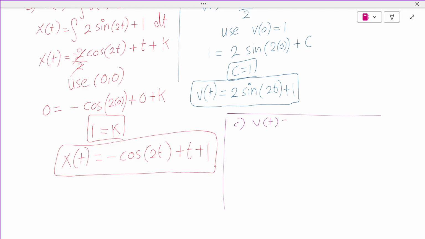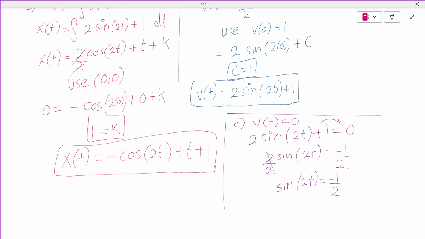Setting v of t equals 0, you get 1 point, okay? So you must set the velocity, which is 2 sine of 2t plus 1, equals 0. You get 1 point for this, okay? Now, move the 1 to the other side, so you have 2 sine of 2t equals minus 1. Divide by 2, divide by 2. So sine of 2t equals negative half. And then solve this. You can get for t 7 pi over 12 and 11 pi over 12.